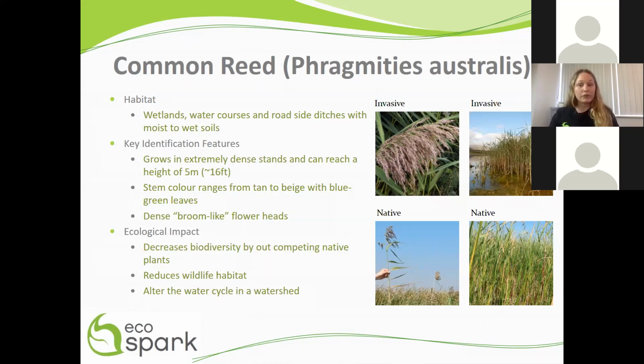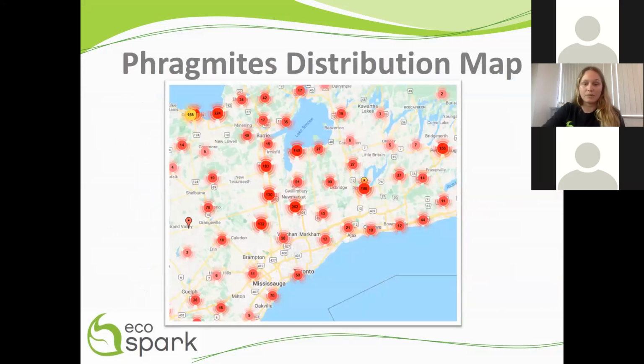So what can you do to prevent the spread of Phragmites? We'll just look at the distribution map. As you can see, in comparison to yellow iris, there are a lot more sightings and reportings for Phragmites, as it significantly spreads once it's in an area.